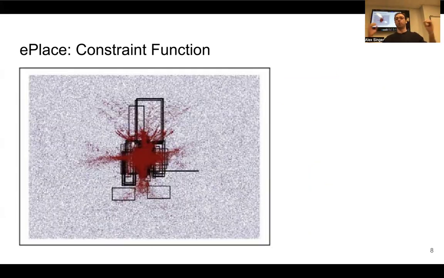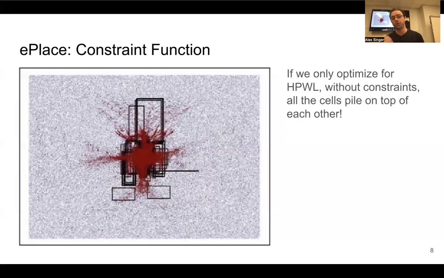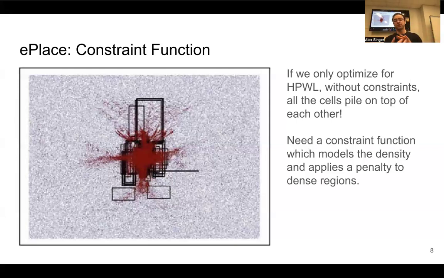So if I were to only care about my HPWL objective, everything's going to snap to the center, which is not very efficient. Without constraints, all the cells will pile on top of each other. What we need is a constraint function which models the density and applies a penalty to those dense regions. And this is how all analytical solvers for ASIC placers work. And they differentiate each other by how they model density.